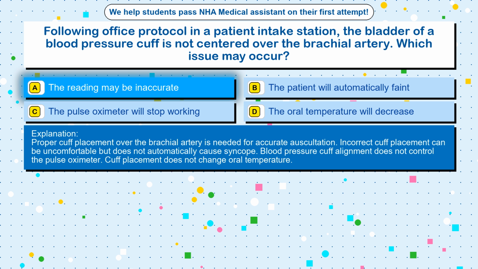Proper cuff placement over the brachial artery is needed for accurate auscultation. Incorrect cuff placement can be uncomfortable but does not automatically cause syncope. Blood pressure cuff alignment does not control the pulse oximeter. Cuff placement does not change oral temperature.